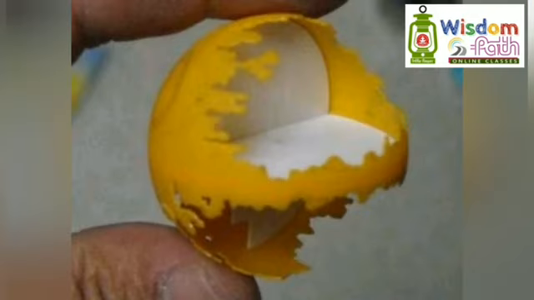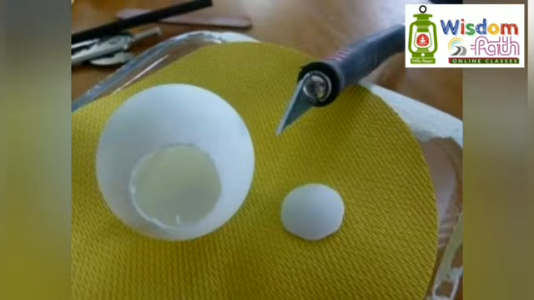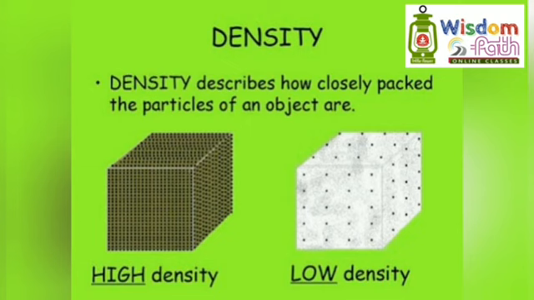The ping pong ball is light and takes up more space, so it has less density. If an object is light and takes up a lot of space, it has low density.